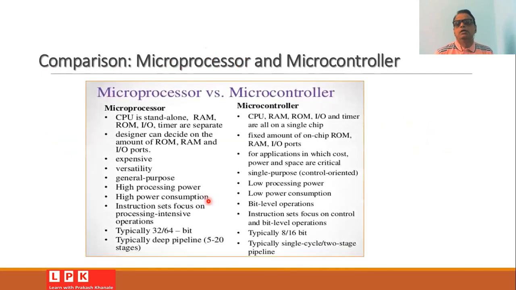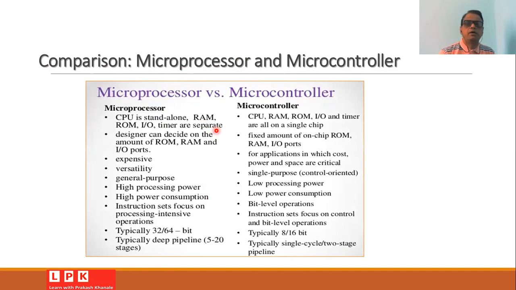Now a microcontroller is different from a microprocessor. So let us compare the microprocessor and the microcontroller. A microprocessor like 8085 or 8086, or any modern microprocessor, you will find that it has a CPU, which is a standalone CPU. And whenever you want to make use of this CPU, then you need to design a microprocessor based system, which will consist of RAM, ROM, input, output, timer. So all these things are separately connected to the microprocessor.